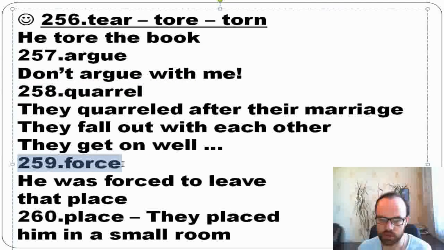Force, he was forced to leave that place. Place, it can be a verb, as you see. They placed him in a small room.